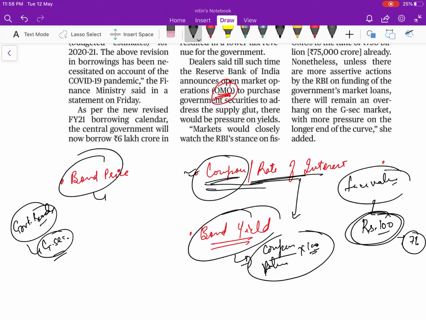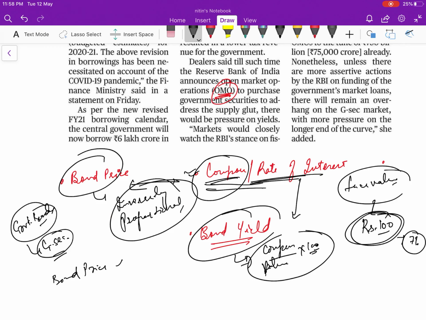So bond yield is linked to the coupon or rate of interest. The more the rate of interest, it means how much interest the person has earned, which is the same as the bond yield. So bond price and bond yield, or coupon or rate of interest, are inversely proportional. All right, so this is the concept that you need to remember, that bond price is inversely proportional to the rate of interest or bond yield. How?